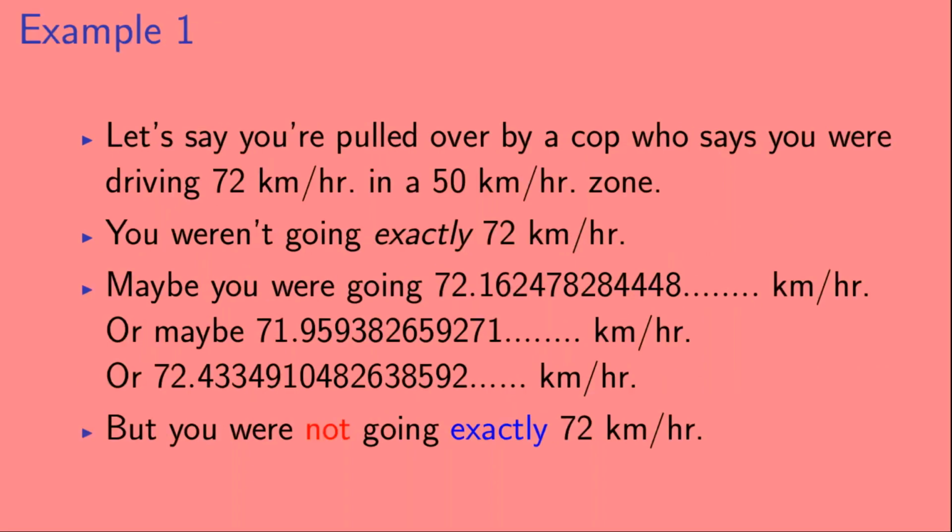Okay, so let's do the first example. Let's say you're pulled over by a cop who says you were driving 72 kilometers per hour in a 50 kilometer per hour zone. Now, you weren't going exactly 72 kilometers per hour. Maybe you were going 72.1624, etc. kilometers per hour, or maybe 71.959, etc. kilometers per hour, or maybe you were going 72.433, etc. kilometers per hour, but you were not going exactly 72 kilometers per hour.